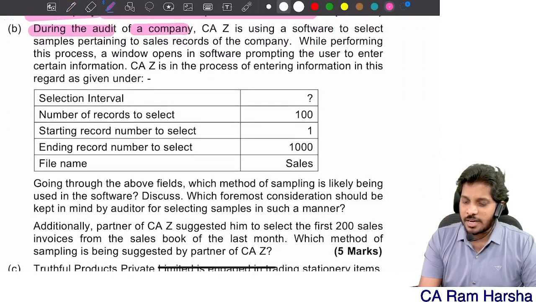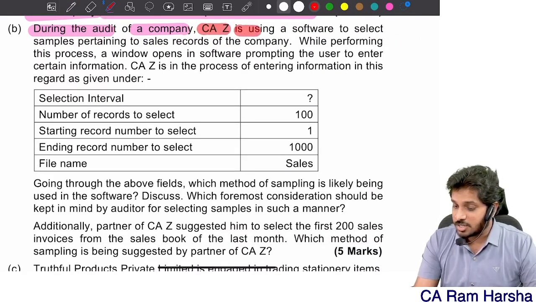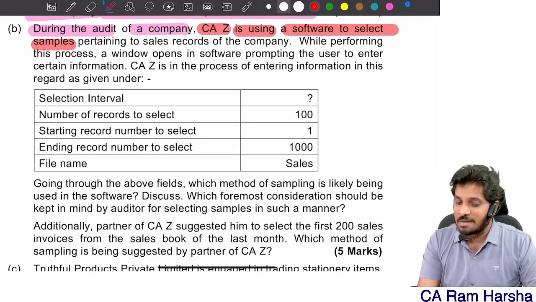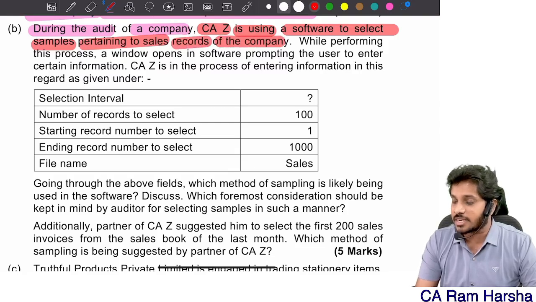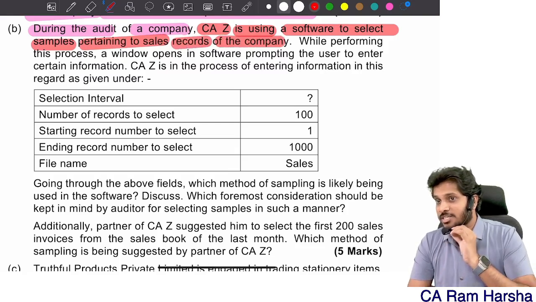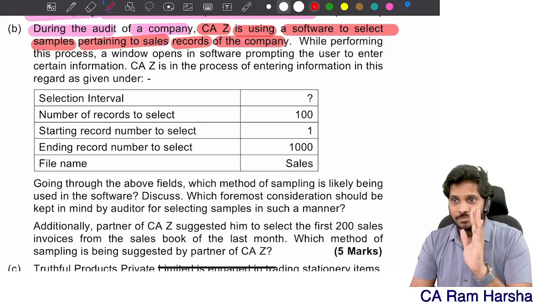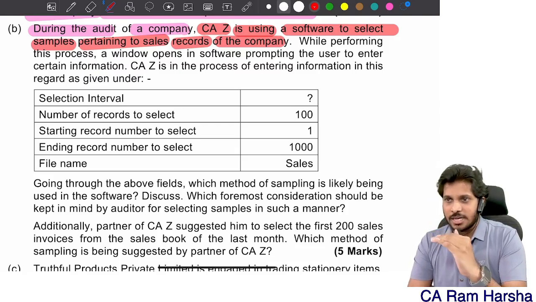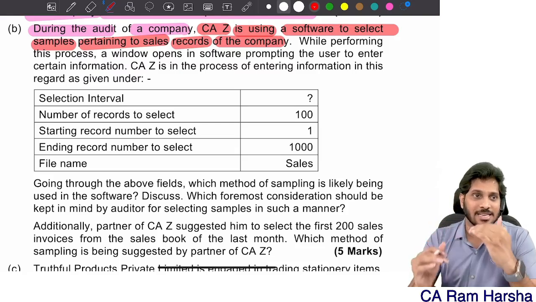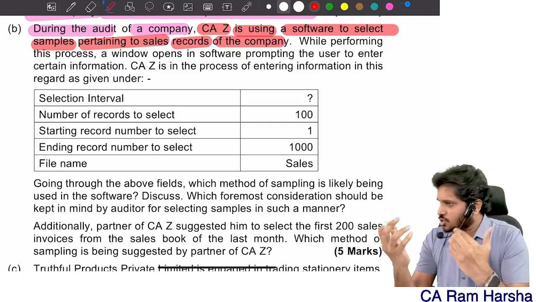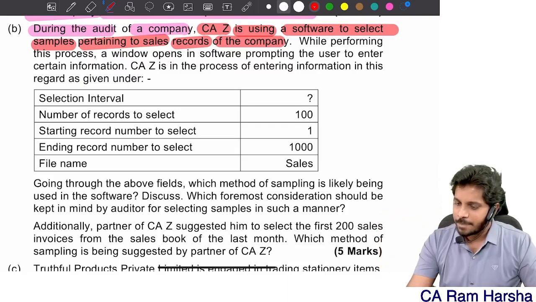During the audit of a company, CSZ is using a software to select samples pertaining to the sales record of the company. If you recollect the sample introduction in the original class, I have used Excel workings. There are some software also available for sample selection.